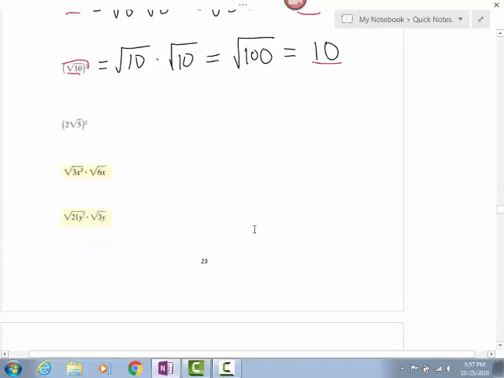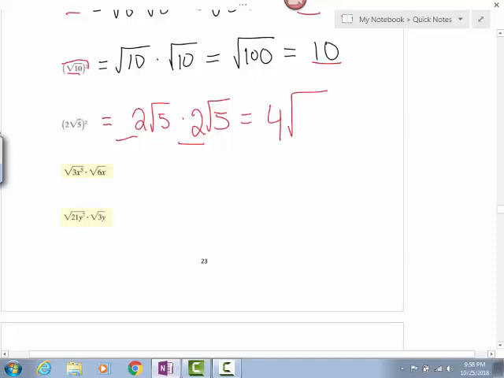Okay, if I do the same sort of rule here, I want you to notice this one's slightly different. What I have is 2 square root of 5 squared, so that means 2 square root of 5 times another 2 square root of 5. Since these numbers are on the outside, I'm going to multiply them together. That's 4. Since these numbers here are on the inside, I'll multiply those two numbers together. That's 25. So 4 times the square root of 25, which is 5, ends up being 20.